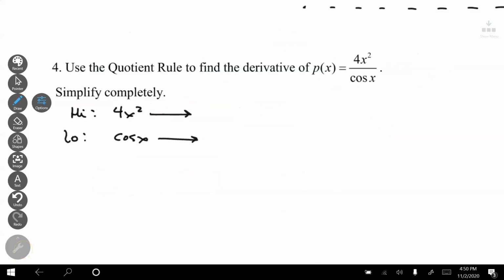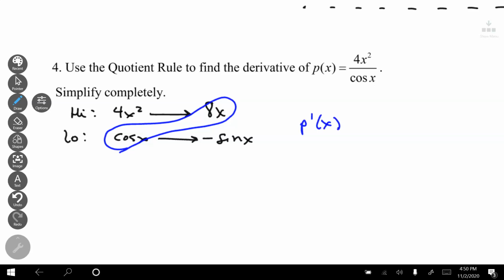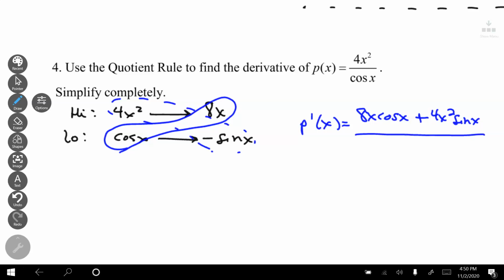So I start off with the next problem. My numerator and my denominator functions, their derivatives are this. Let's do this way first. P prime of x equals 8x cosine of x minus, now I have to do this way second. I see another negative sign, so it's going to be plus 4x squared sine of x all over the denominator squared. And that's really about it. There's no cleanup with this.